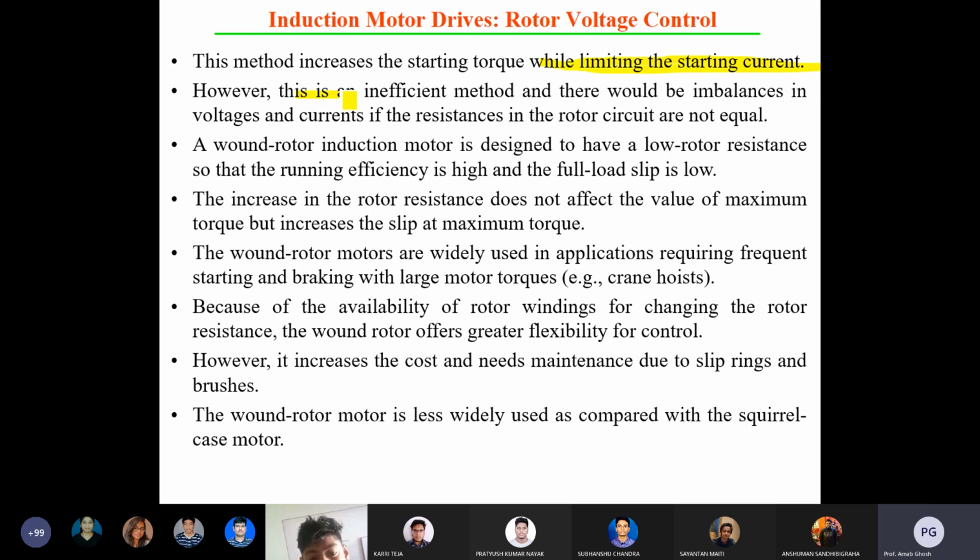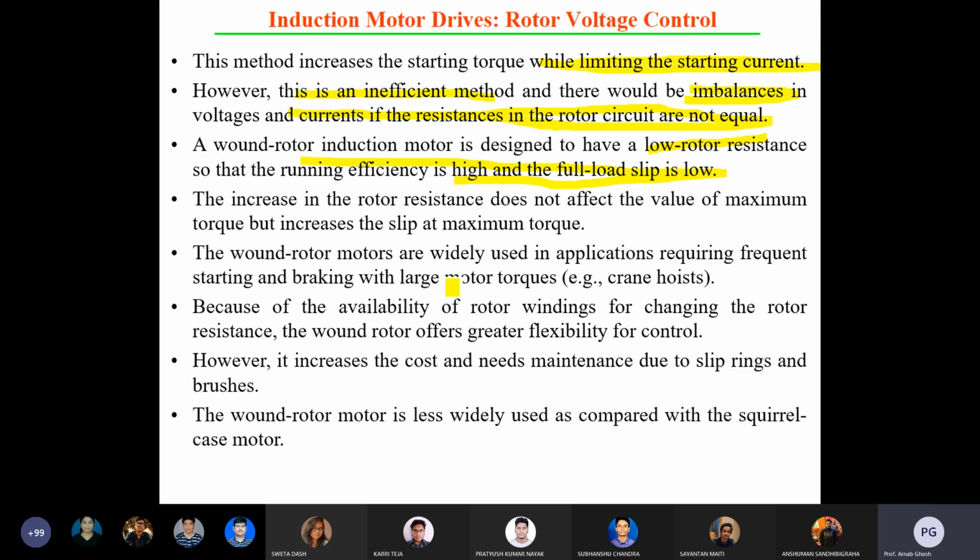However, is this an efficient method? And where would the imbalances be? You can see imbalances in the voltage and current if the resistances in the rotor circuit are not equal. So if the rotor circuit resistances are not equal, imbalance will be there. A wound rotor induction motor is designed to have low rotor resistance, so that running efficiency is high at full load speed. So these are the different benefits you get from induction motor drives using rotor voltage control.